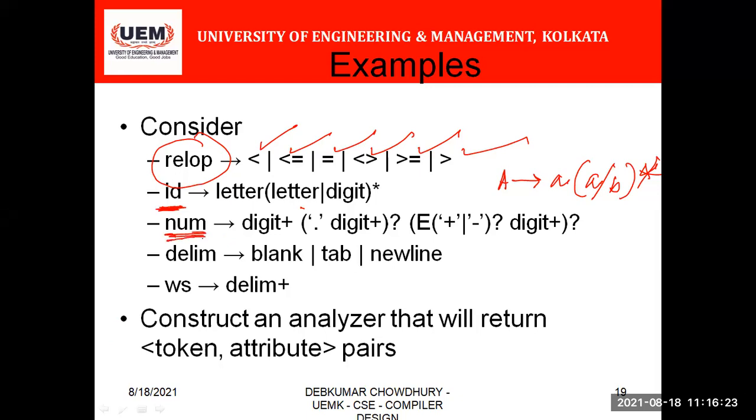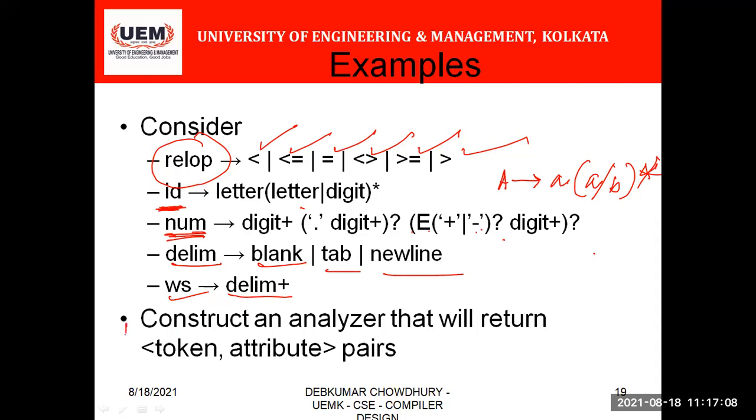Next is the number. Num is equal to digit plus, then dot digit plus with a question mark, and e plus or minus with a question mark, then digit plus, with a question mark. So a number may be a digit, a number, an exponent, or other things also. Delimiter may be the blank space, tab, or new line. These may be the delimiters. And ws is the string generated by delimiter plus.